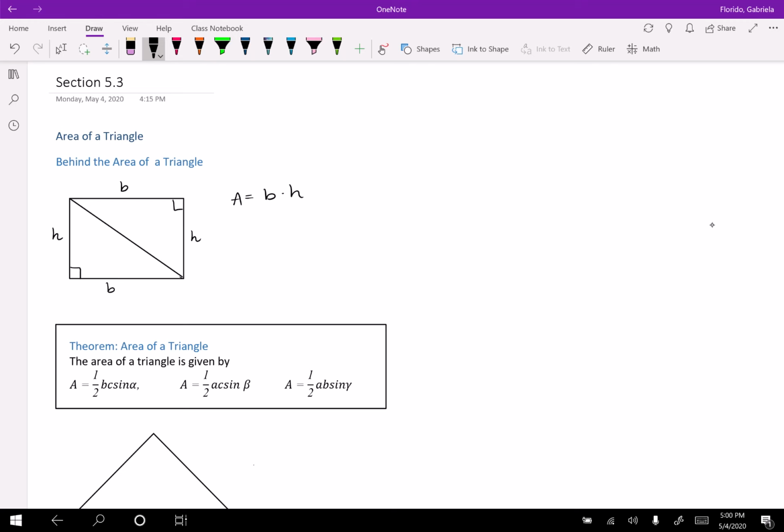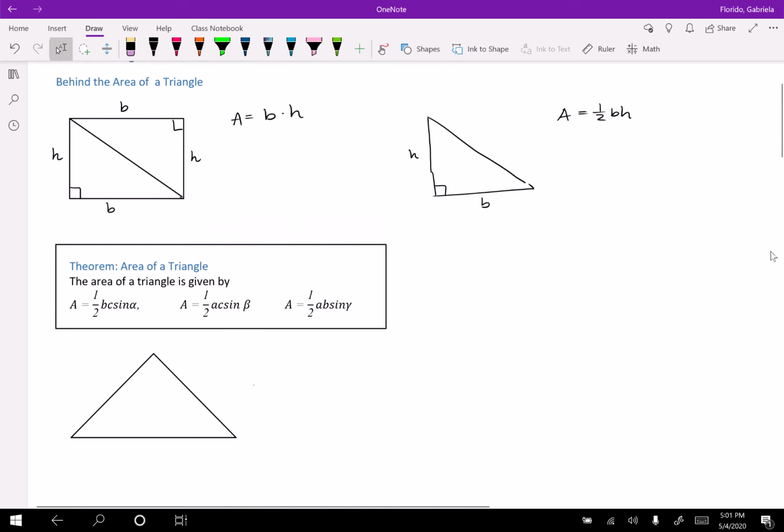And so the area of a triangle, of a right triangle specifically, is equal to 1/2 base times height. So again, notice that we've created two right triangles, base and height. Okay, and the area is equal to 1/2 base times height. So it's the half of the area of the rectangle. So again, we can only use that if we have a right triangle.